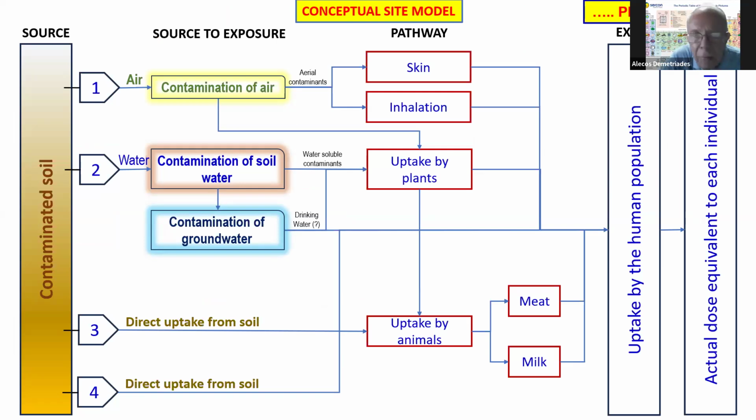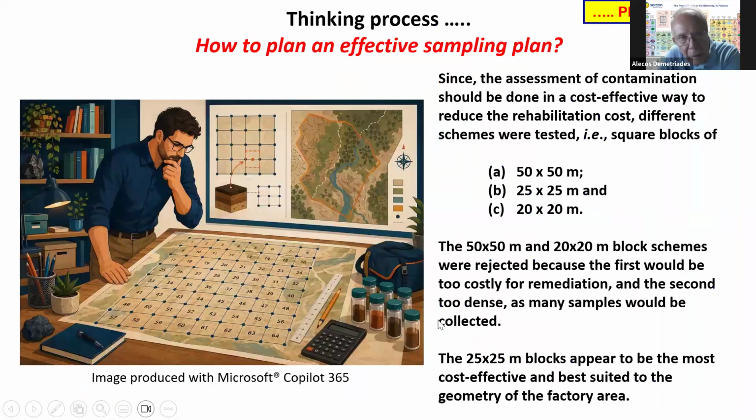We had all the information from the site. So we assume that there is contaminated soil. We did not test it yet. Now, if there was contaminated soil, we also have contamination of air from the emitting sources, contamination of soil water, contamination of groundwater, and also the other routes here. I'm not going to go through everything. You can study this at your leisure. It's a good exercise for you.